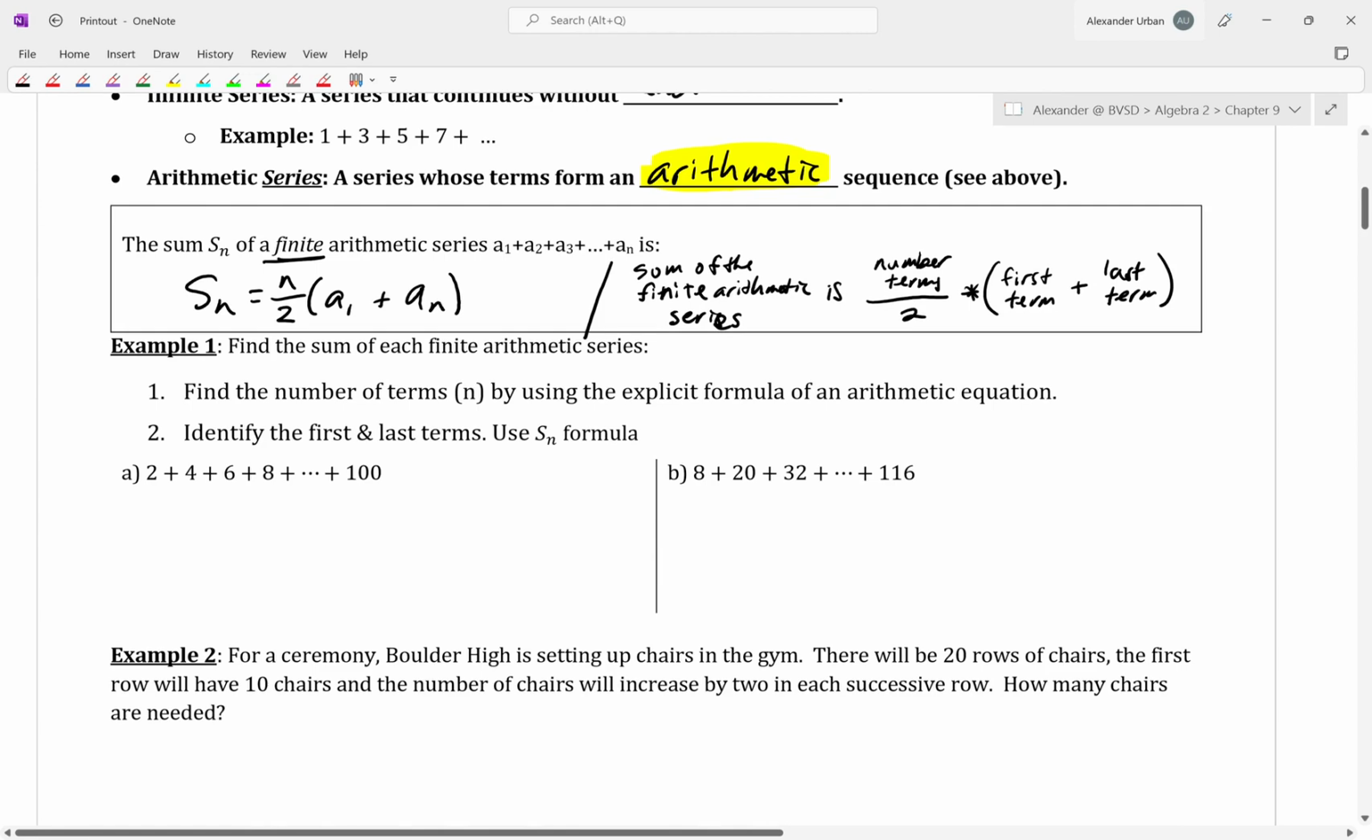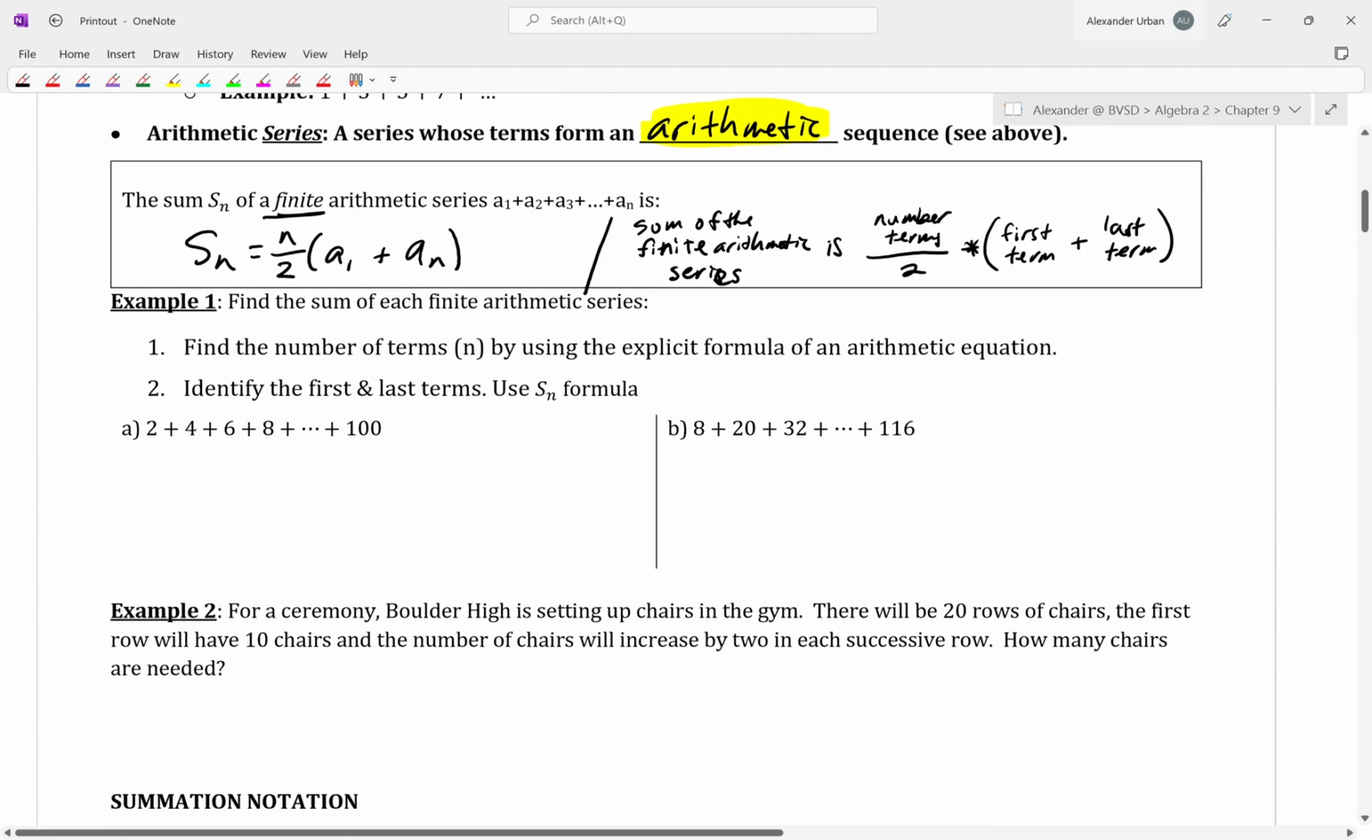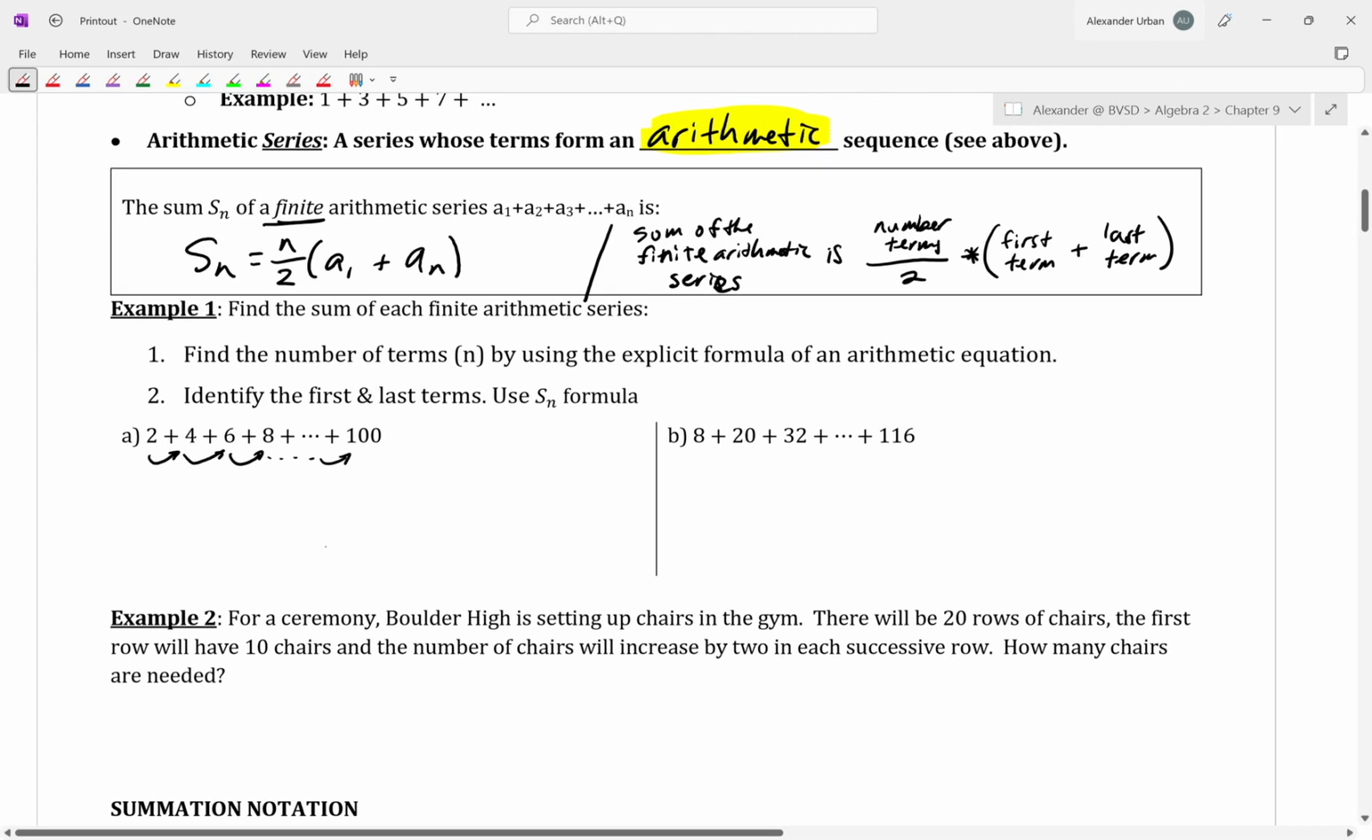So on some of our problems, like on example 1, we're going to have to figure out the number of terms that are actually in the arithmetic series. So we have this series, it's 2, then 4, then 6, then 8, all the way to 100. Now you can figure this out pretty quickly with brute force. However, I don't want to do that. So I'm going to set this up in a two-step process. On the first one, I'm going to find the number of terms. On the second one, I'm going to find the sum of all terms in the series.